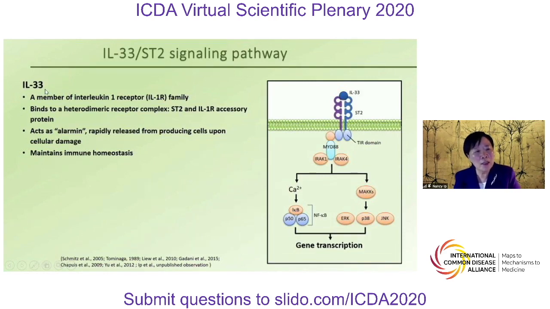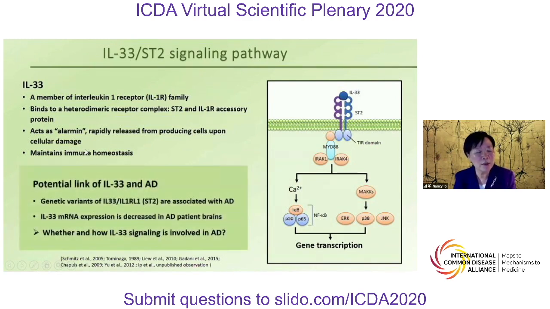And I'll focus my talk on a cytokine called interleukin-33. IL-33 is a member of the interleukin-1 receptor family. It binds to a heterodimeric receptor complex, ST2 and IL-1 receptor accessory protein. It acts as an alarmin rapidly released upon cellular damage to maintain immune homeostasis. Now, increasing evidence suggests that there is a link of IL-33 and AD. Genetic variants of IL-33 and the receptor ST2 have been identified that are associated with AD. IL-33 expression is decreased in AD patient brains. So we're interested to know whether IL-33 signaling is involved in AD.